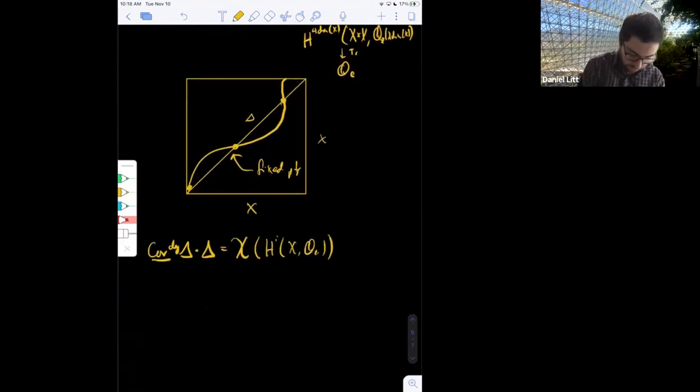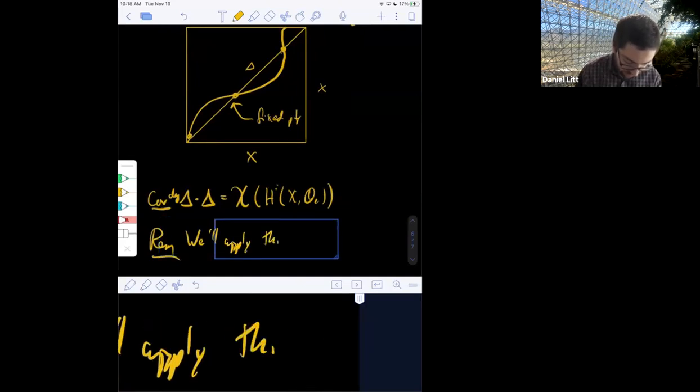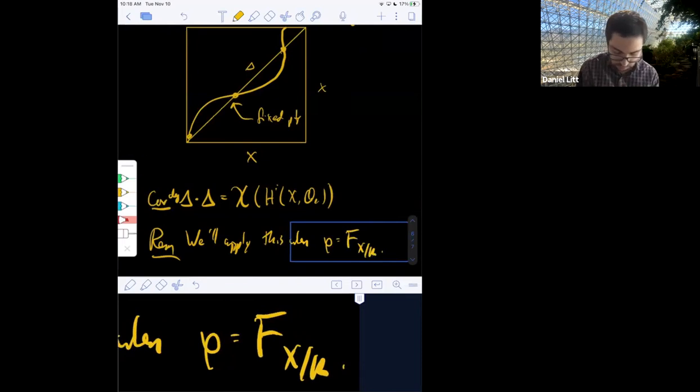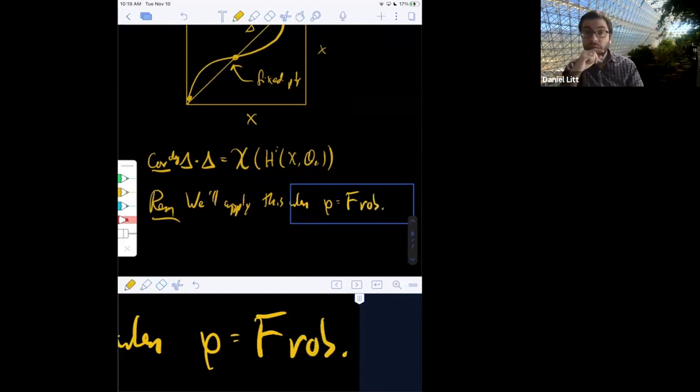Even though we're allowing characteristic 0 here, the remark is that this will apply when phi is the Frobenius map. It's relative Frobenius, or really, actually, absolute Frobenius. Then the fixed points of Frobenius will be literally the rational points of a variety over a finite field. Are there any questions about this?